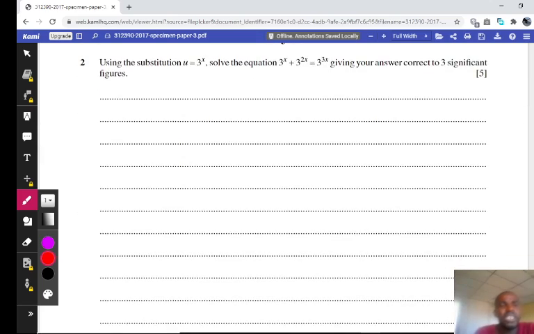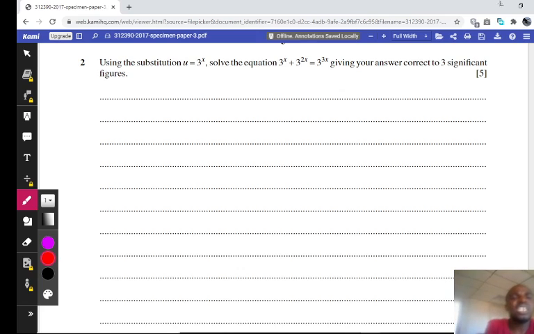Substitution. It reads, using the substitution u equals 3 to the power x, solve the equation 3 to the power x plus 3 to the power 3x is equal to 3 to the power 3x, giving your answer correct to 3 significant figures. These are 5 marks. So when you are using substitution, please remember the concept of indices. You apply indices on this one.